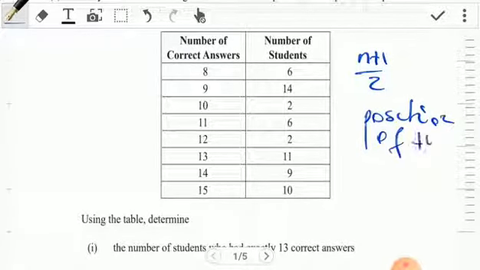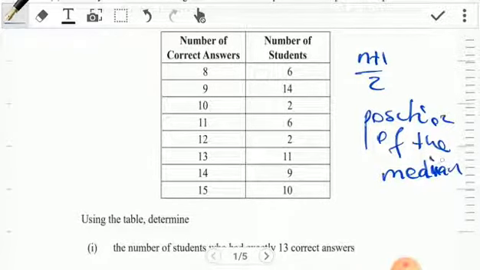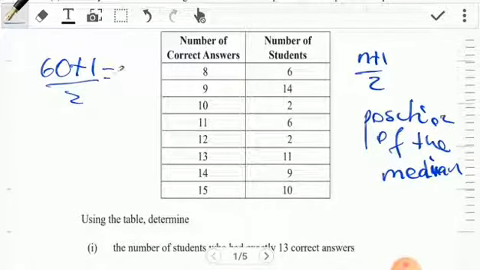Here is the deal. This n refers to the total frequency. So we're looking at 60, since it said 60 students. So 60 plus 1, divided by 2, gives us 30.5. What we're going to do is a cumulative check, looking for 30.5 going up and down the table.